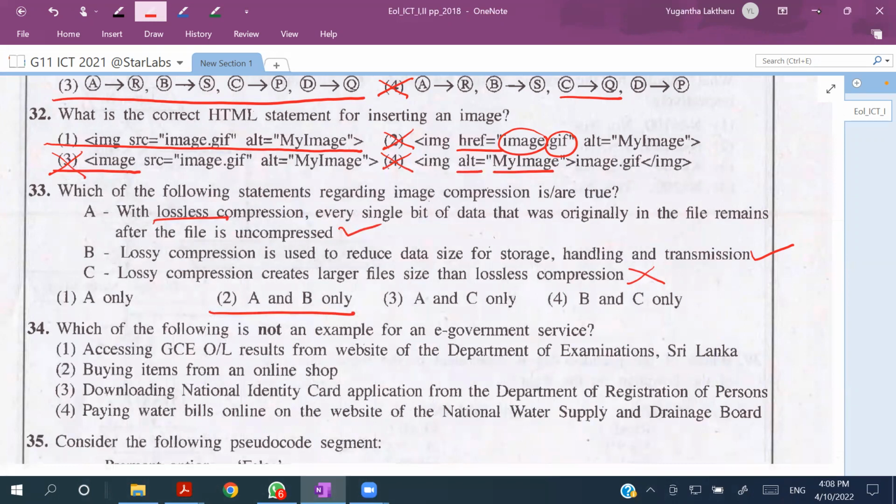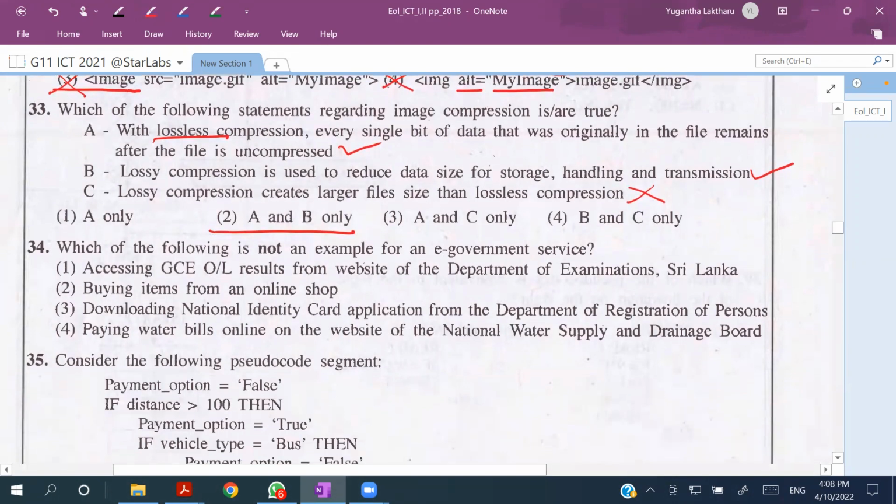34th, which of the following is not an example for an e-government service? Accessing GCE O-level results from the website of Department of Examination. That is an example for e-government. The Department of Examination is a government body or a government organization. So it is providing a service to the citizens, who are the students, online. So it is an e-government application.